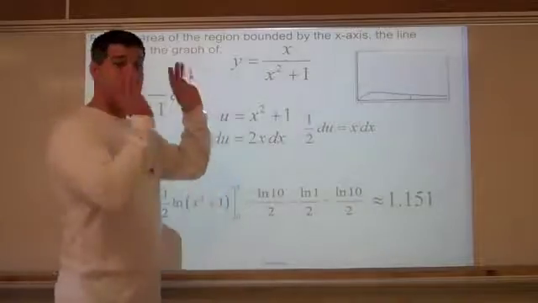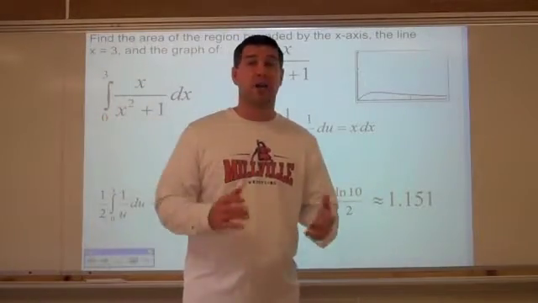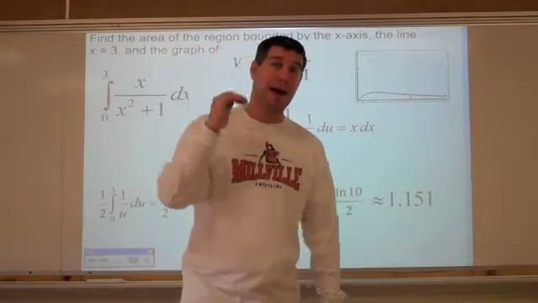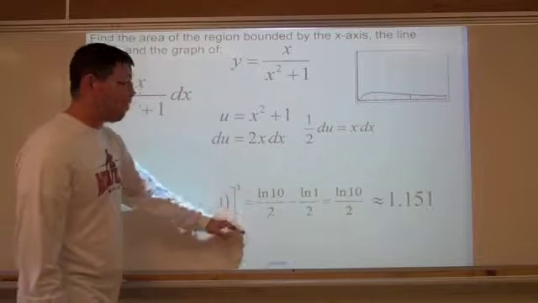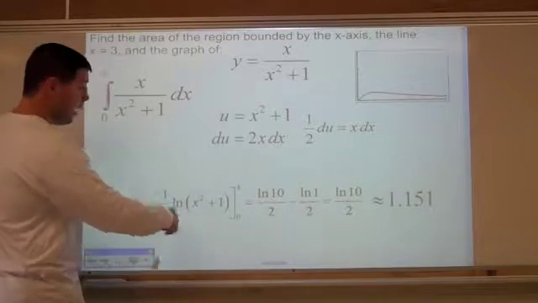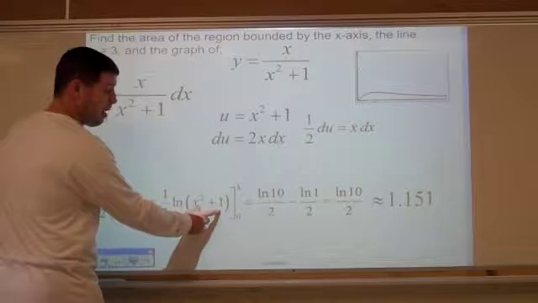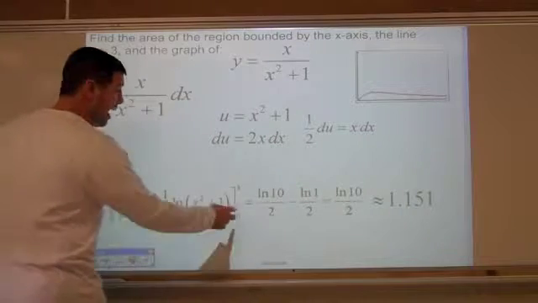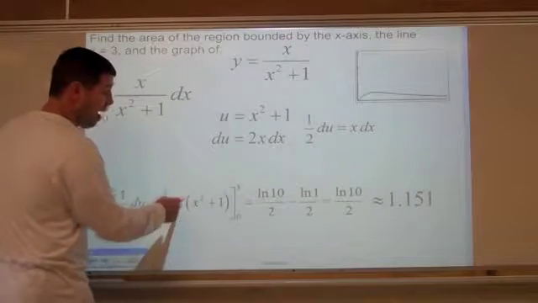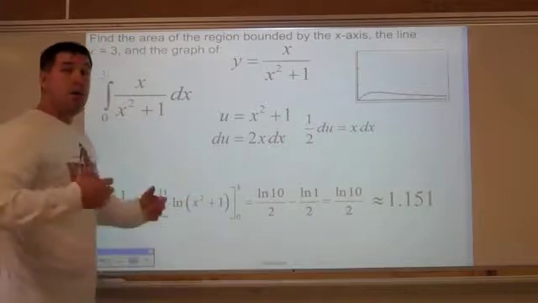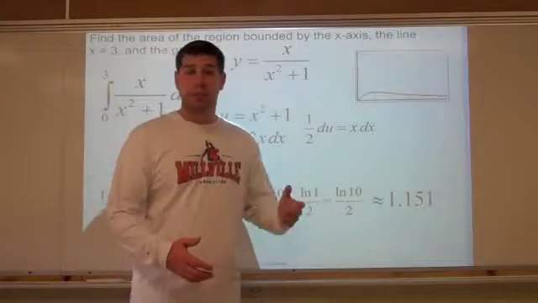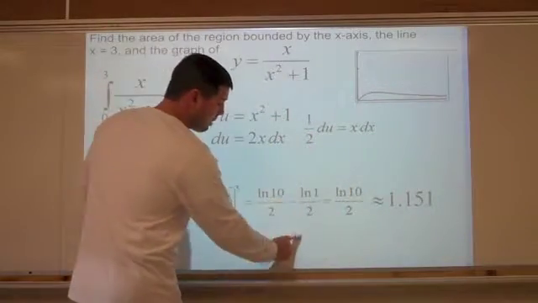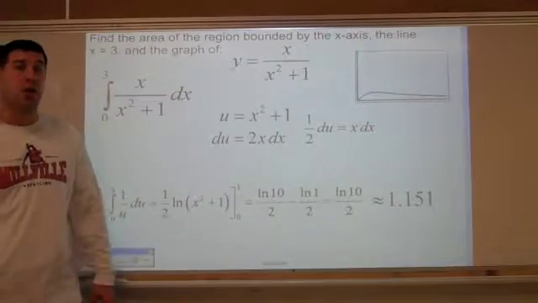Regardless, just like you did back in chapter 4, to find the area under the curve, you evaluate the definite integral, f of b minus f of a. Plug the top in, plug the bottom in, subtract the differences. So you get 1/2 natural log of 3 squared plus 1, natural log of 10, so natural log of 10 over 2, minus 1/2 natural log of 1. Well, the natural log, or any log of 1, is 0, because anything to the 0 is going to give you 1. So this part wipes out, so you're left with natural log of 10 over 2.